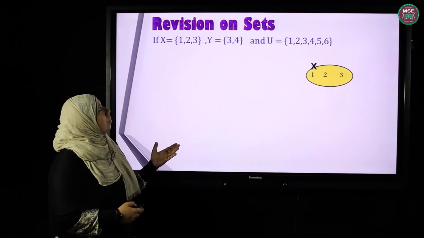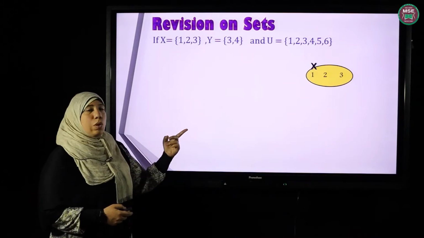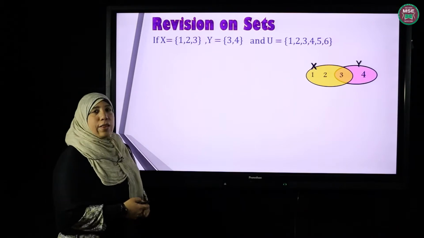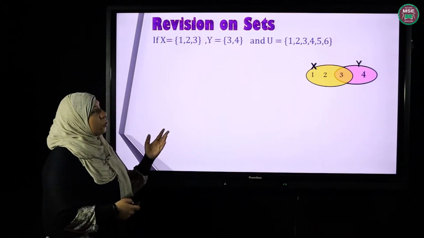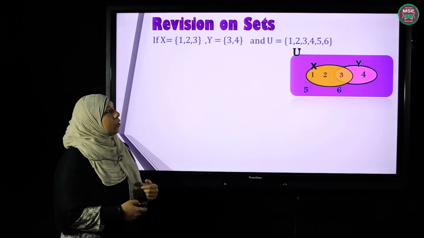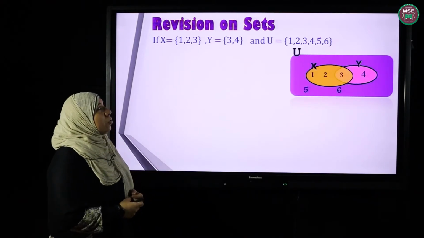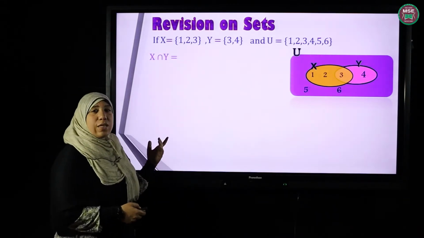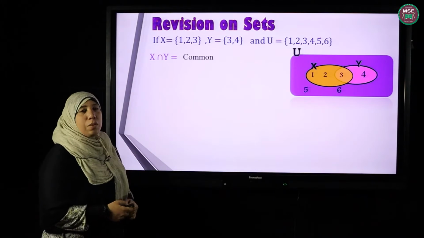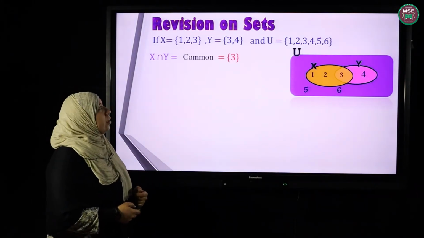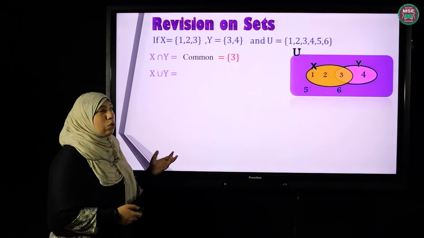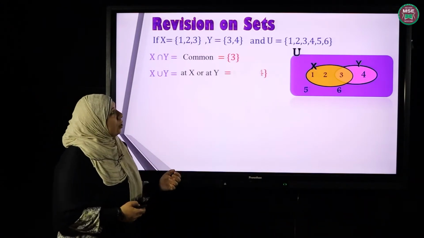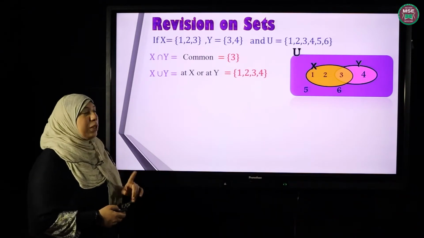To represent these sets, we will draw x in an oval with 1, 2, 3, and y intersecting x at 3. 3 is the common element here, so I used 1, 2, 3, 4, and the rest in the universal set will be 5 and 6. We studied an operation called intersection. This operation is the common elements between x and y. It will be 3. The union operation is all elements in x or y, it will be 1, 2, 3, 4 without repeating.